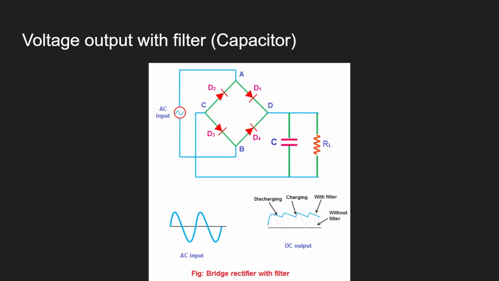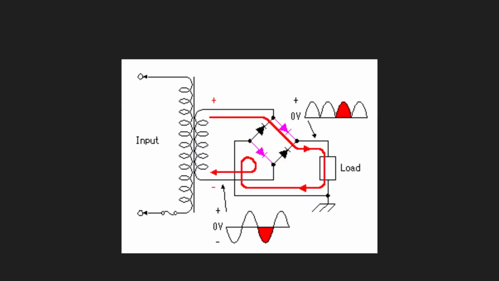0 to 90, this one. 90 to 180, this one. 180 to 270, this one. 270 to 360, this one. This is how it works. And you see that the output of every rectifier is just flipping the negative sine wave to the positive side. So you have a lot of ripples when you really use it.